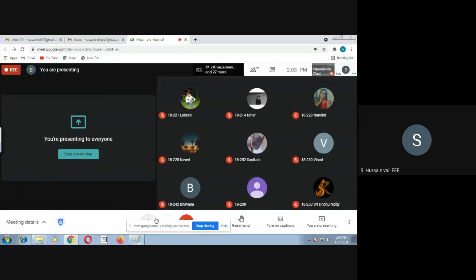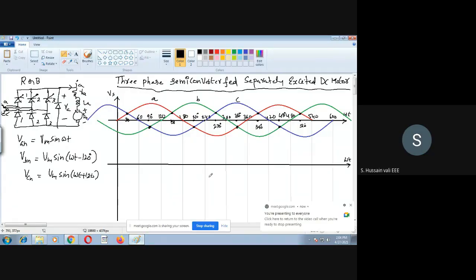So now you see here. What you will understand here is that this A phase has a higher voltage compared with B and C from 30 to 150. So it means the thyristor which is connected to A phase directly, that is thyristor number 1, you can turn on. You see the circuit diagram here.